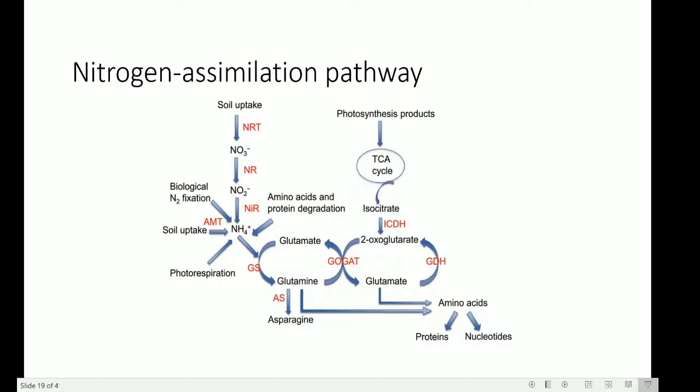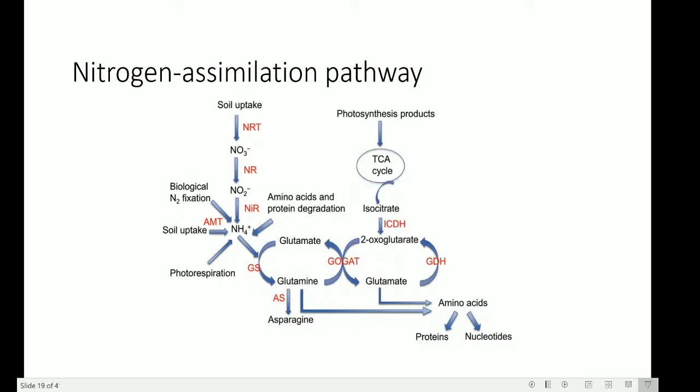This NH4 molecule can be obtained from the soil, it can be produced from biological nitrogen fixation, from photorespiration, or from amino acid and protein degradation. After this step, the produced molecule helps to convert glutamate and glutamine. Glutamine and glutamate are converted into oxoglutarate and glutamine. So as usual, the final product is glutamine, and it happens through different pathways, right?